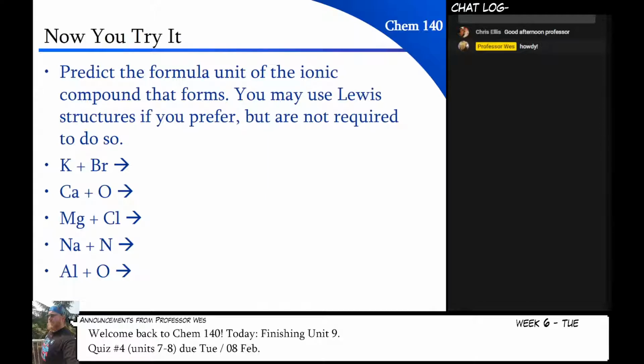We're going to finish Unit 9. Agenda items: Quiz number 4 is due tonight. It will close 24 hours later, so make sure that you get that in by the deadline.